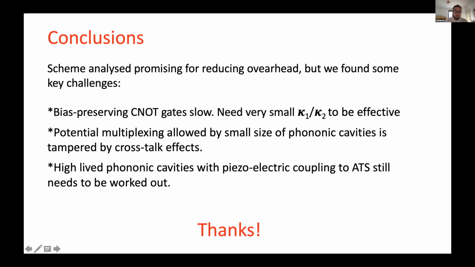There is a potential multiplexing that I didn't mention, but we use some multiplexing to put many phononic cavities, at least like 2 per ATS, to save in the number of qubits that we need. That was one of the reasons we wanted to look at these phononic cavities. But we found that there are a lot of crosstalk effects, and we have to be very careful about it. So in the end, the gain is also limited, although there is some gain.